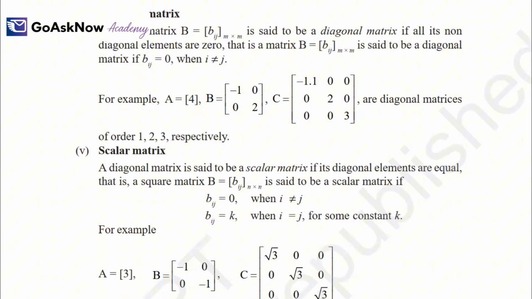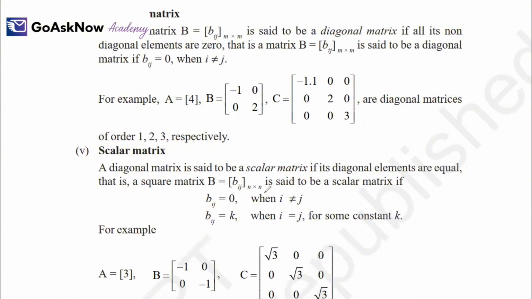That is the condition for a diagonal matrix only, so that is applied here. And bij is equal to k when i is equal to j. So for the diagonal elements, the values are equal, for some constant k. Its value is constant for each diagonal element. See here, you can see the diagonal elements' values are equal. Here also all the diagonal elements have the equal value root 3. Okay.